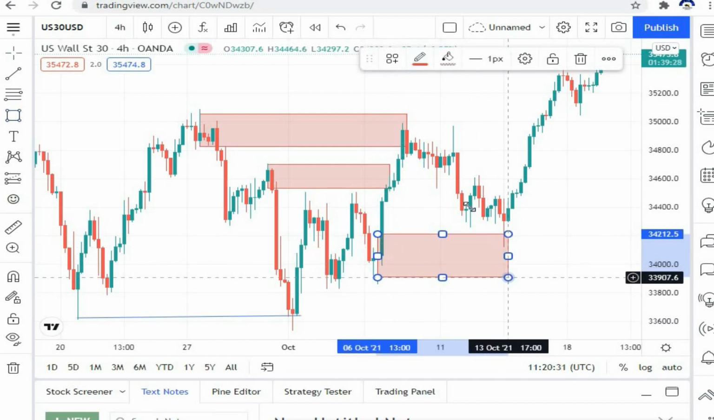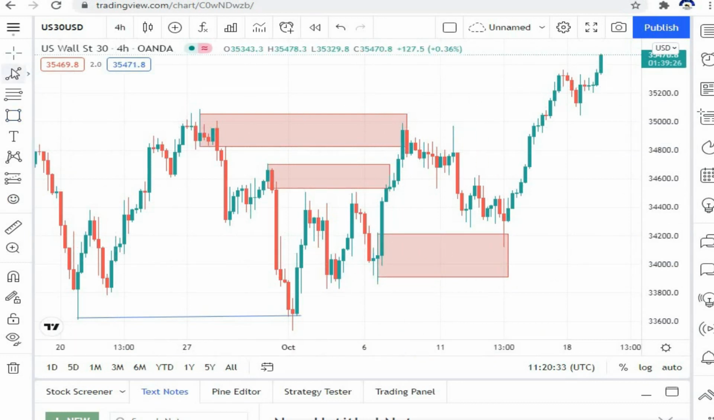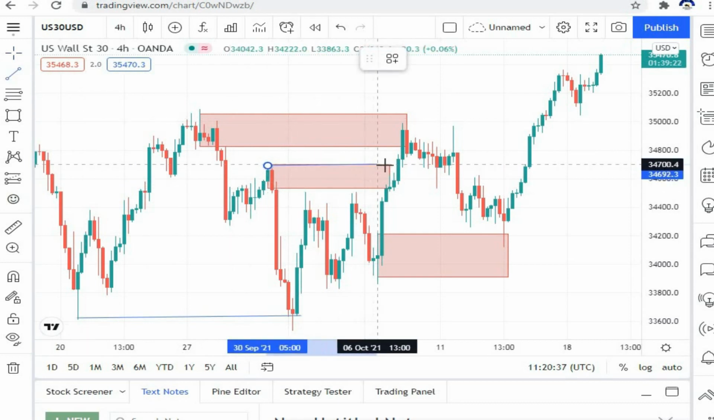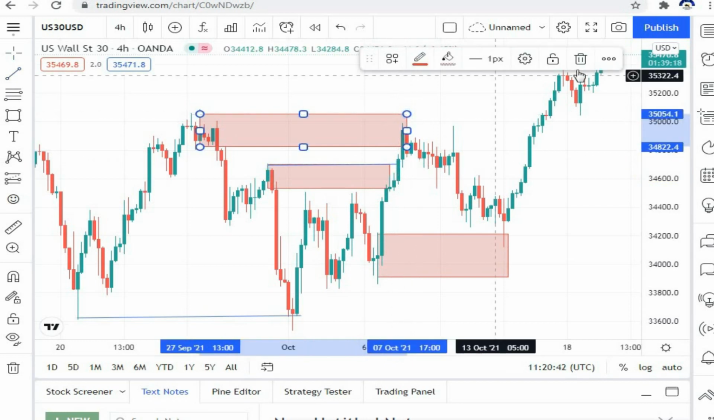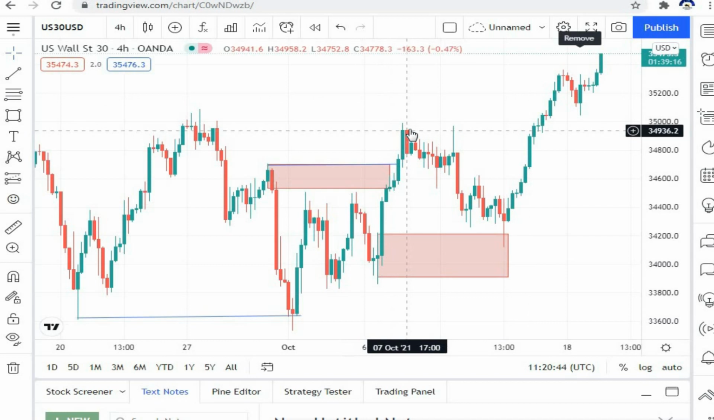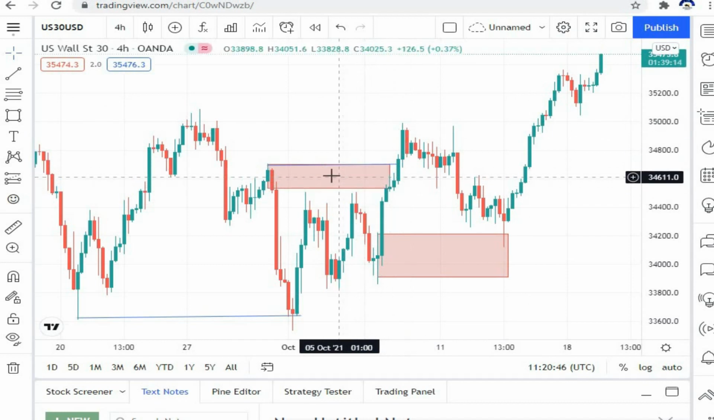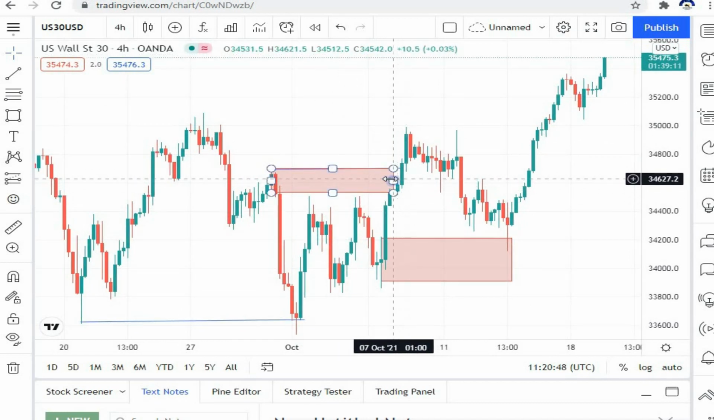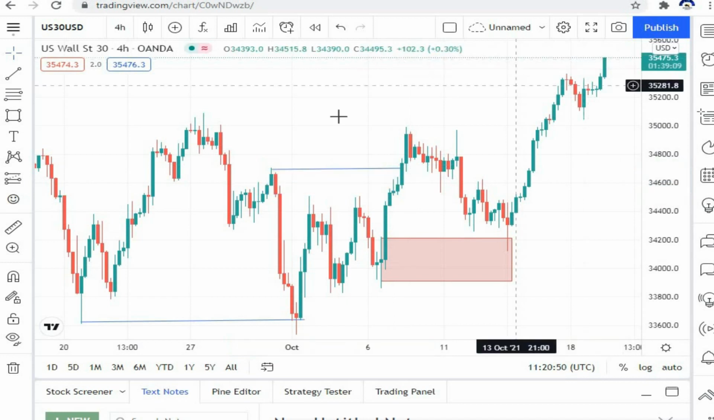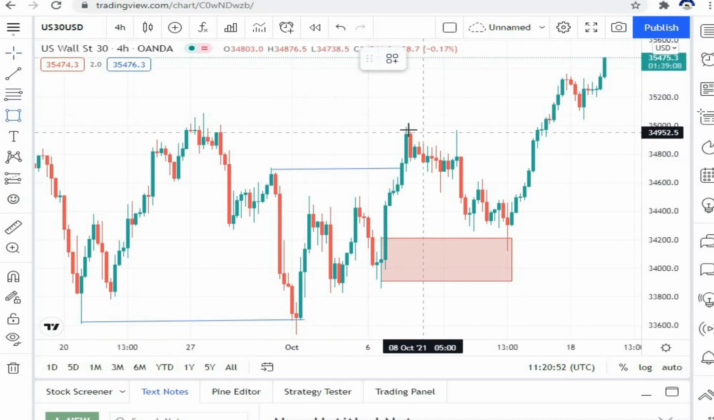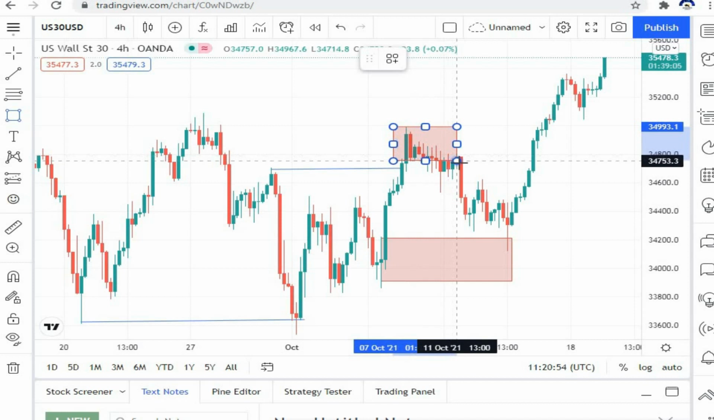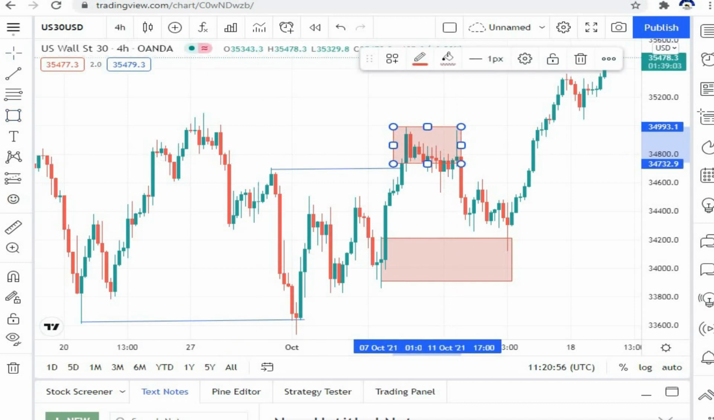For orders. Why? Because the price has taken out this lower high, as you can see, this lower high here, creating a new high, which is this one. As you can see, guys, that's where the new high is at. So this is our new high here, guys.